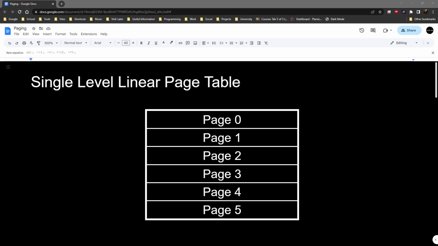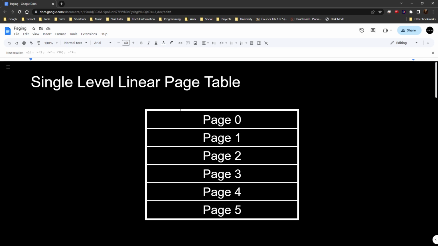Hi, let's talk about paging and how you can use any virtual memory address to get a bunch of different information about that memory. Basically, paging is a procedure that operating systems use to help map virtual memory addresses to physical memory addresses.